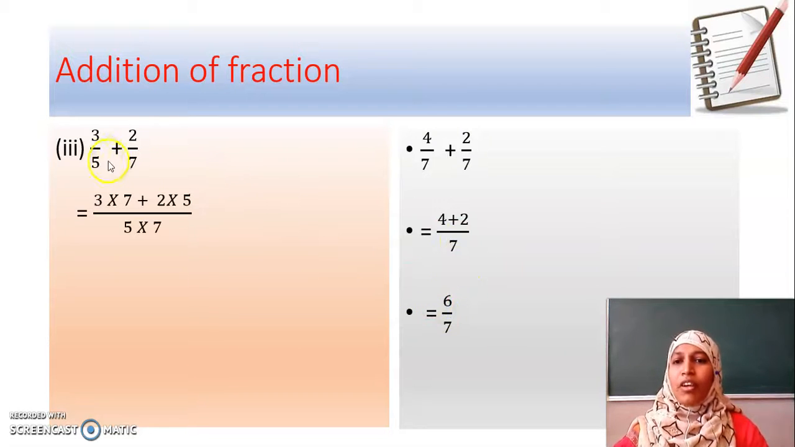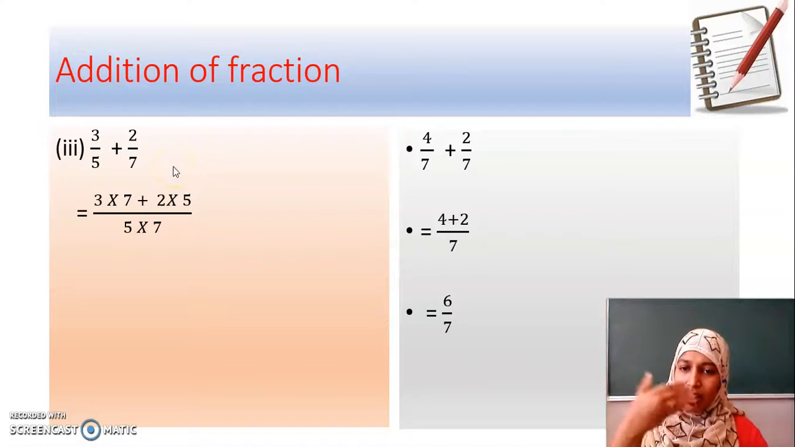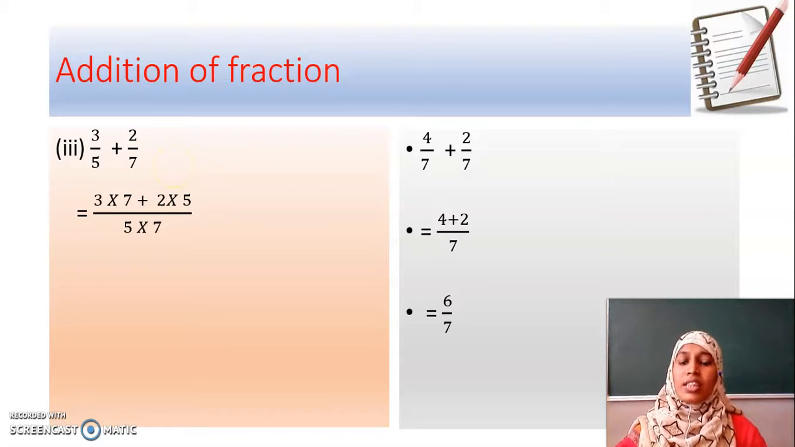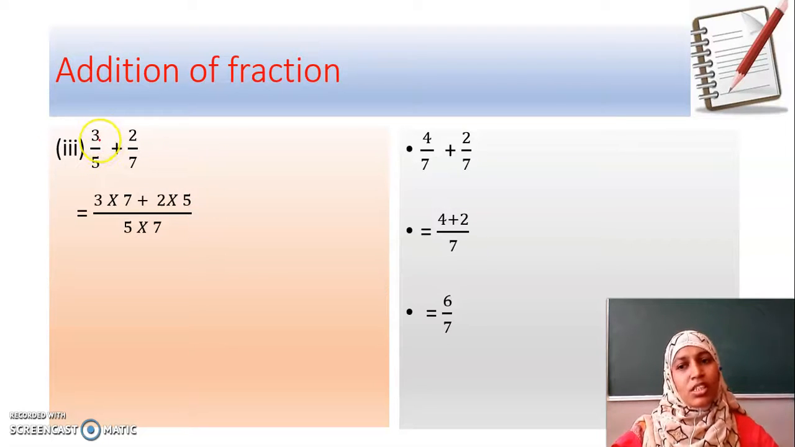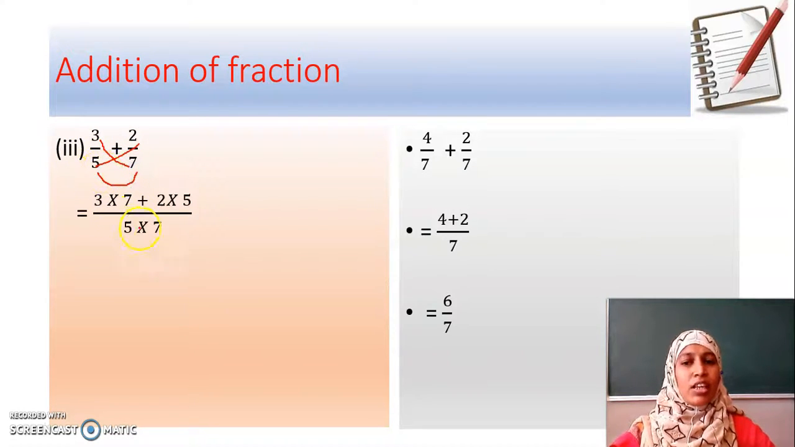Now if I have fractions with different denominators, what should I do? The first step is LCM. That's what you have already learned, and that's what I explained in the previous slide also. But this year, we are going to learn a new thing. What is it? Cross multiplication. I am going to multiply 3 and 7 and 2 and 5. So 3 into 7 plus, as it is, 2 into 5. And in the denominator I will have 5 sevens are 35.